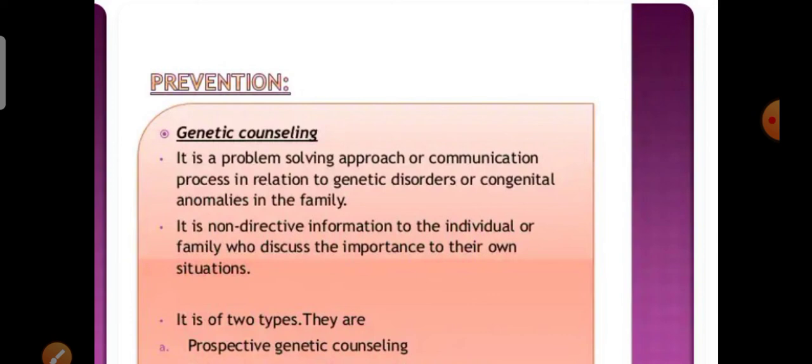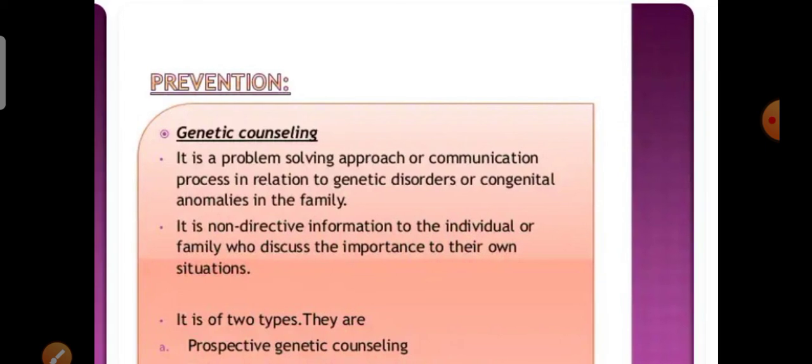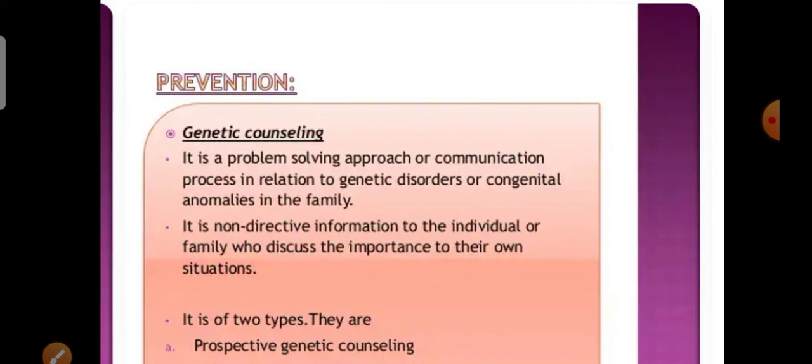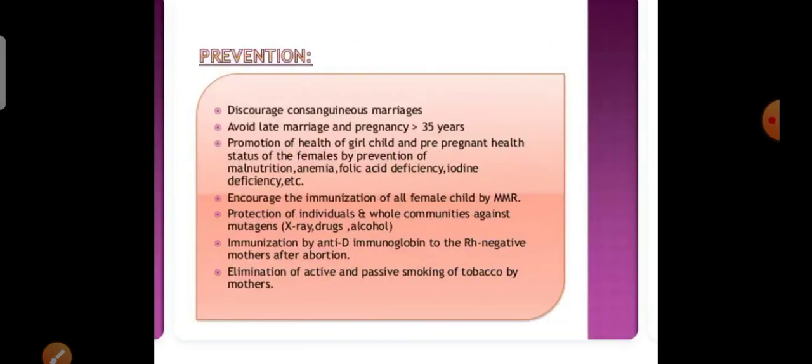We can refer the couples for genetic counseling. We have to communicate properly. We have to explain genetic disorders and congenital anomalies in the family, give non-directive information to the individual, and discuss with the family members. We have to give importance to their own situations. We have to give many alternatives and directions, but we have to give them the chance to discuss the importance of their own situations. Okay, and we can give genetic counseling.